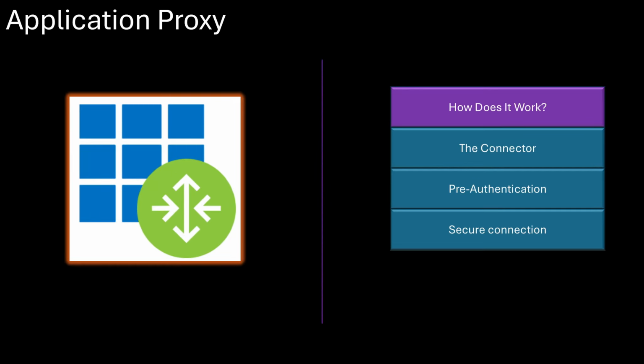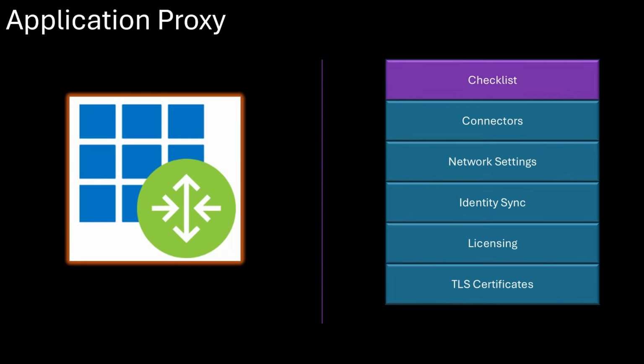How does Application Proxy work? You install the connector. Think of it as the gatekeeper. The connector is a lightweight agent that sits on your on-premises network, connects to Azure, and forwards requests securely to your apps. Microsoft Entra ID ensures users are who they claim to be before granting access, and your internal URLs remain hidden. Only the external URL is exposed, keeping everything secure.